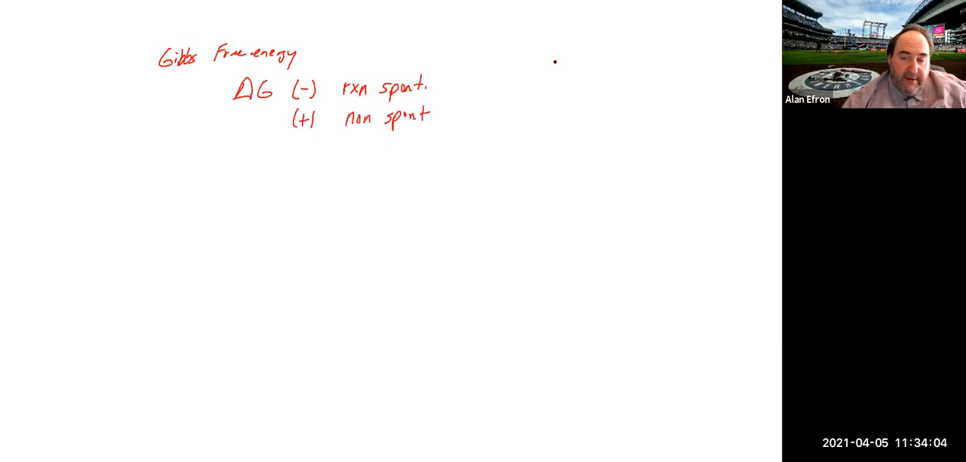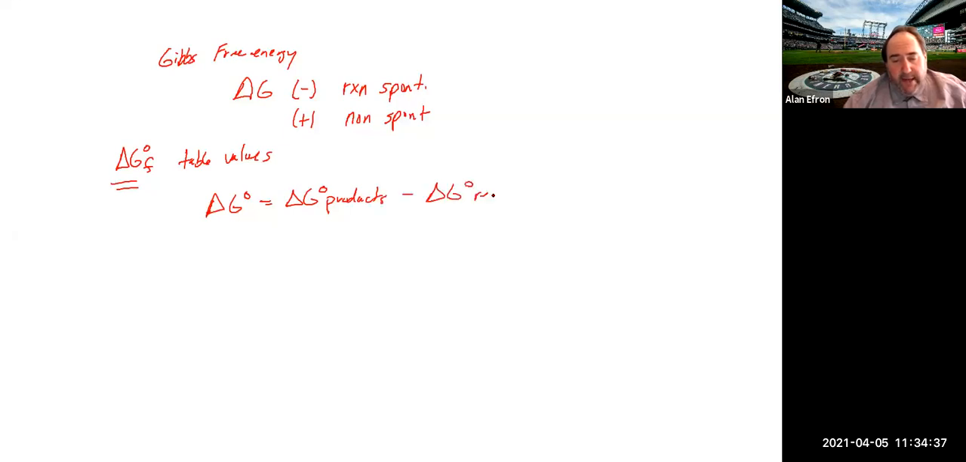Delta G, which is Gibbs free energy, as we talked about last time, is really the energy available to do some type of work. We saw a couple different ways that you could solve for a delta G value. You could use what is referred to as delta G naught of formation. These are basically table values. You can use the balanced equation and calculate the delta G naught by taking all the delta G of your products minus all the delta G of your reactants.